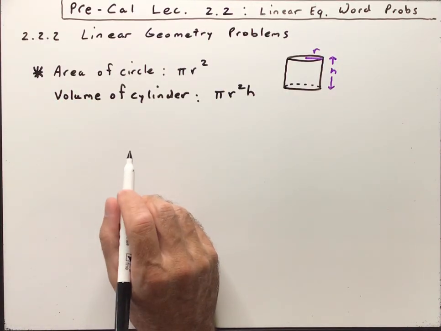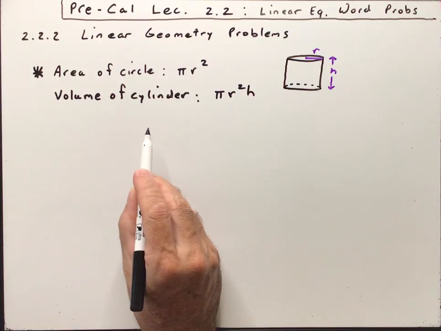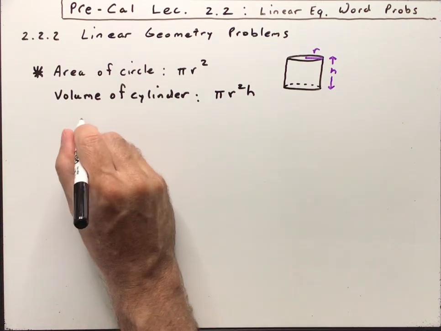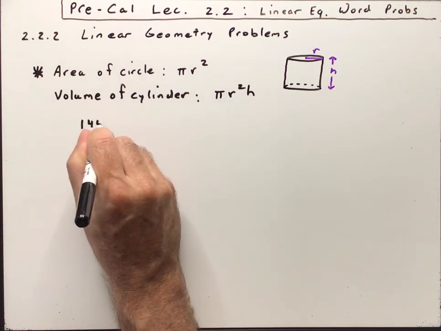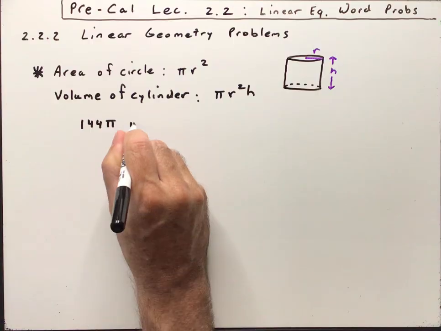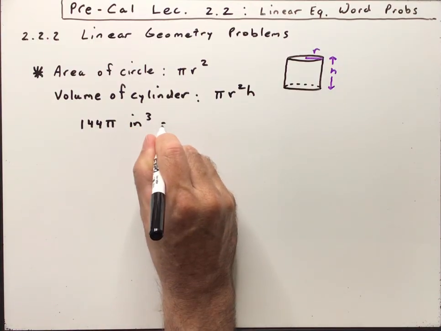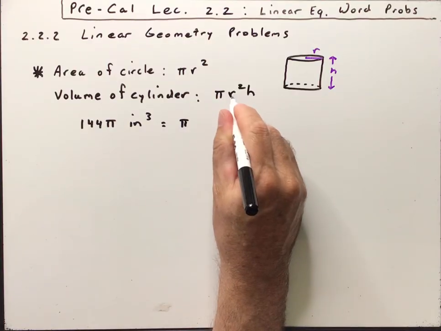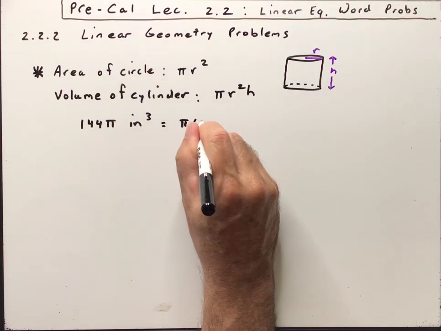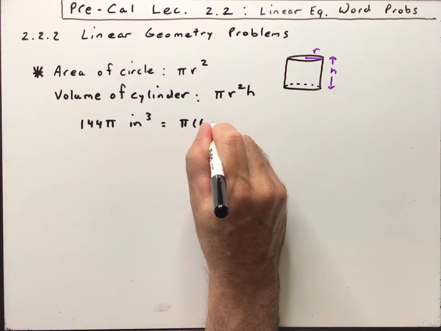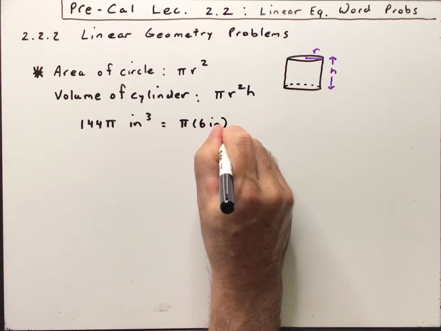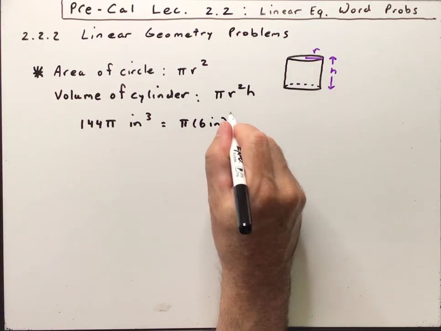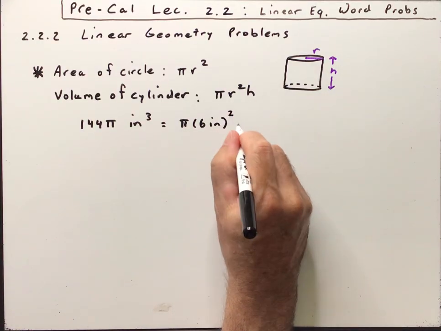So we're given that we know the radius, it's 6 inches, and we know the volume is 144 pi inches cubed. So we can say 144 pi inches cubed is equal to pi times our radius, so that's 6 inches, and we're wanting to know what's the height, so I've got to square that, r squared h.